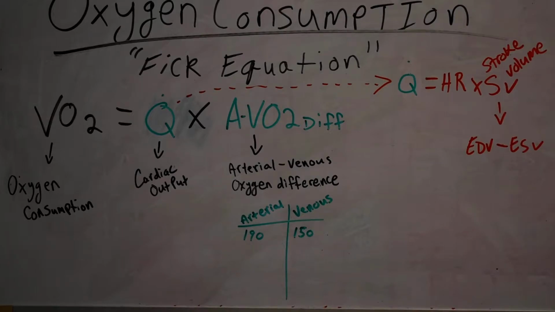Everything is written out on the board already, but I wanted to take the first few minutes to review some vocabulary and some of the abbreviations that are up on the board. I'll go through them one by one. The first one is VO2. VO2 is our abbreviation for oxygen consumption.